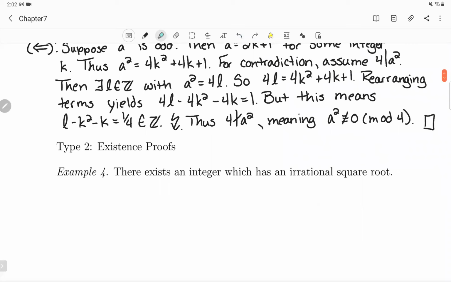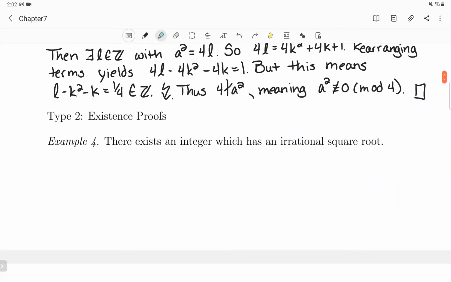All right. So you'll notice I didn't leave much space for this little existence proof. Existence proofs are awesome when you can find the thing. So let me explain what I mean. Example 4: there exists an integer which has an irrational square root. Can you guys find a specific integer with an irrational square root? 2. We showed the square root of 2 was irrational. So this proof is ridiculously easy.